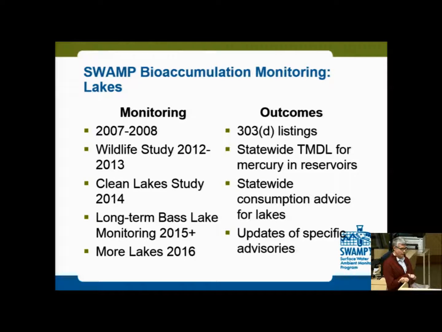So we've focused a lot of our attention on lakes. In that first map I showed, in that 5-year period, we covered over 400 locations, and 272 of the locations were lakes. So in 2007 and 8, we sampled 272 lakes. And then we moved on to the other water body types for 3 years. In 2012 and 13, we came back to lakes to look at exposure of wildlife and did a study looking at grebes on lakes and characterizing their exposure. And then in 2014, 15, and 16, we've done other lake studies.